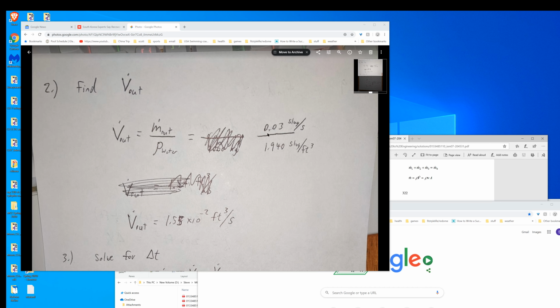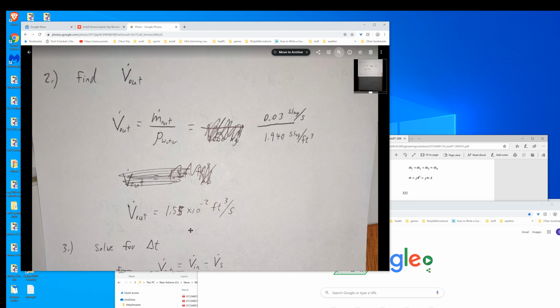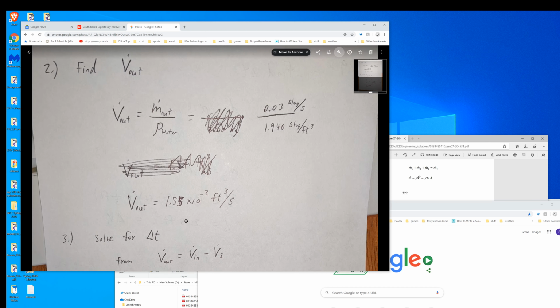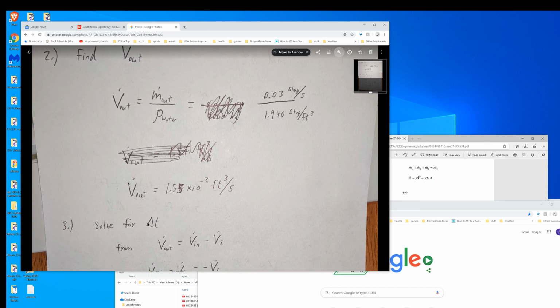So the mass flow rate was 0.03 slugs per second, and then you can look up the density. It's 1.940 slugs per foot cubed. Perform the calculation, and you get 1.55 times 10 to the minus 2 feet cubed per second. So this is the volume flow rate out. Now we have enough information to actually solve for delta T.